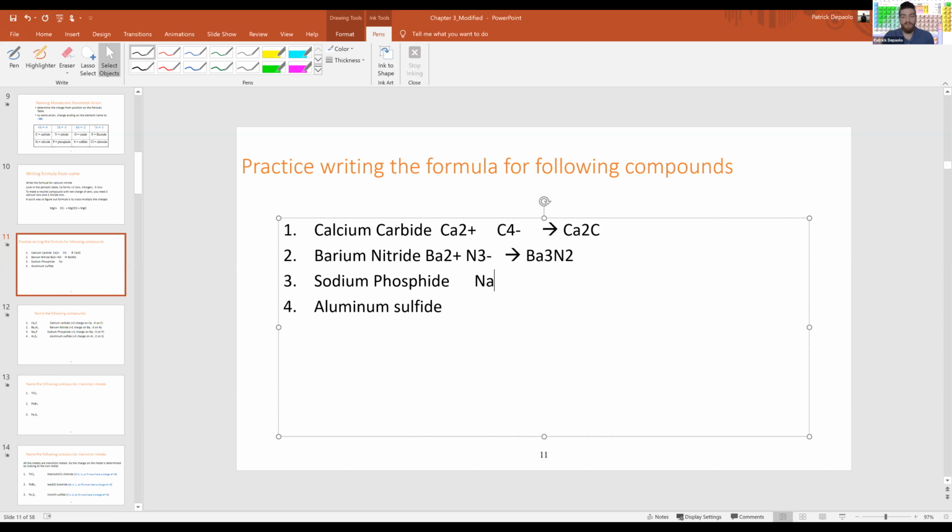Next, you have sodium, which is Na plus, and phosphide, which is phosphorus, which is minus 3. To make these cancel out, you need 3 of the Na plus to cancel out with 1 phosphorus 3 minus. So it would be Na3P, like that. And then the last one, aluminum sulfide. Aluminum, if you remember, is one of those weird ones in the middle that has a plus 3 charge.